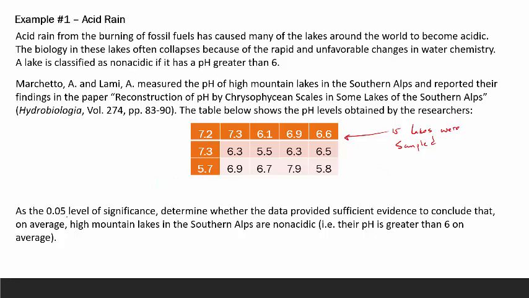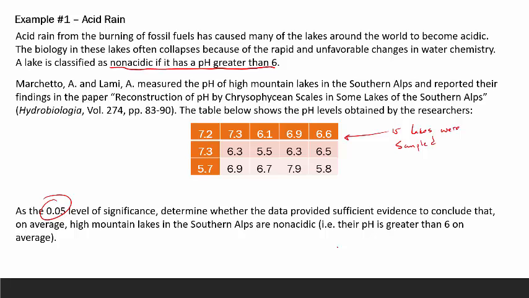And so here's what we're asking. At the 0.05 level of significance, determine whether the data provided sufficient evidence to conclude that on average, high mountain lakes in the Southern Alps are non-acidic. Remember, a lake is classified as non-acidic if its pH is greater than 6. So we want to conduct a hypothesis test to see if these lakes, on average, are non-acidic. We want to test to see if their pH level is greater than 6 on average.